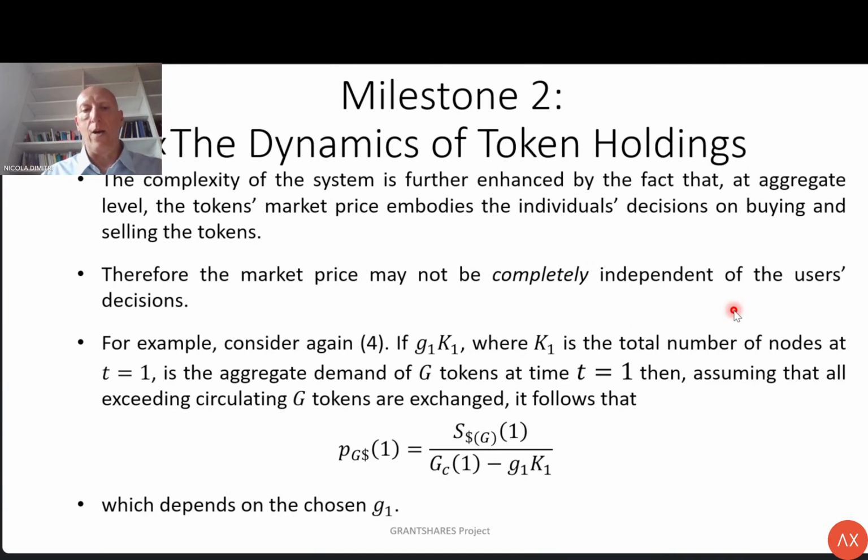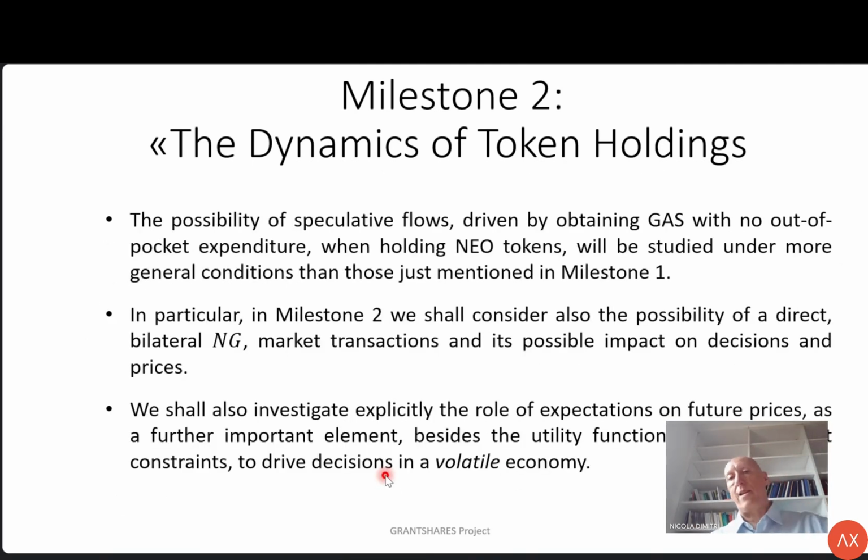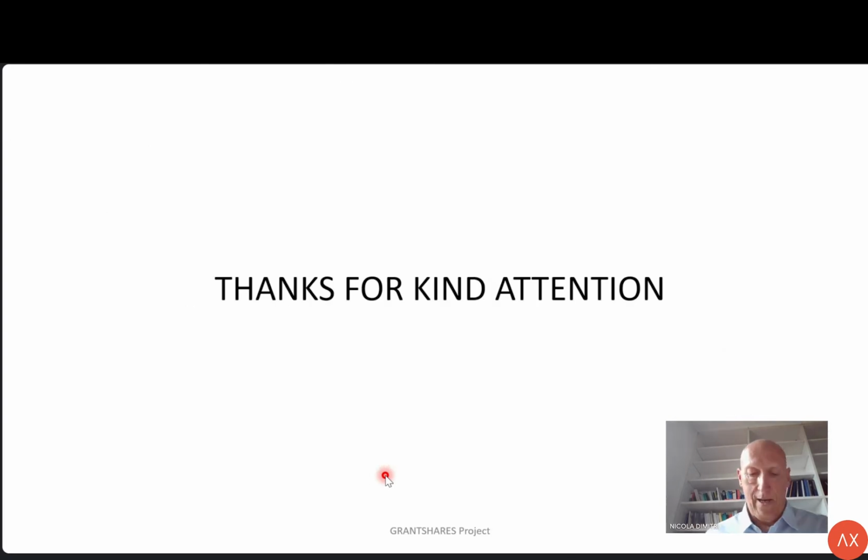This is just a warning to say that the system could be complex because some of the quantities like prices depend on the agent's choice, okay? Because the price depends on how many gas holdings people would like to have. And that's the last slide, saying that I would also like to deepen the study of the potential for speculative trades.